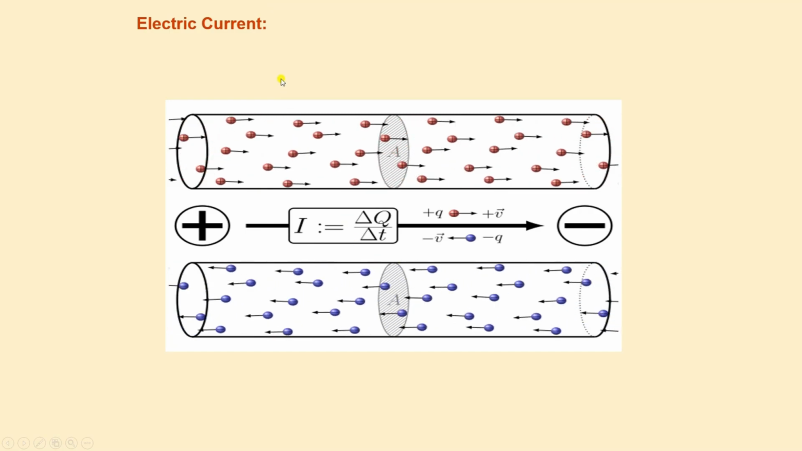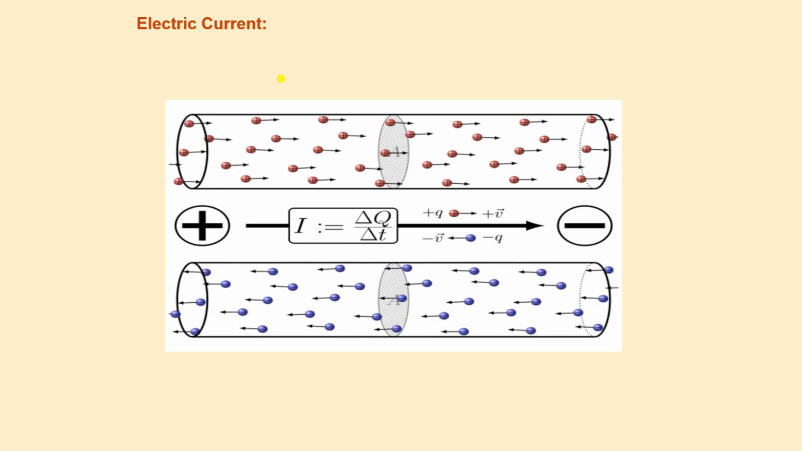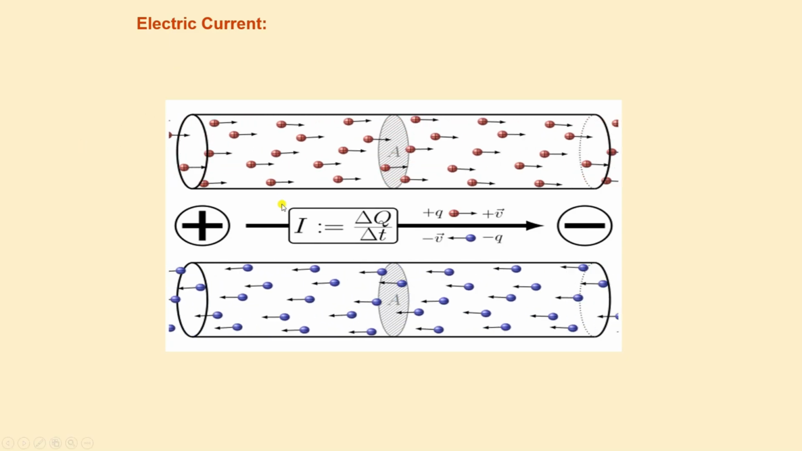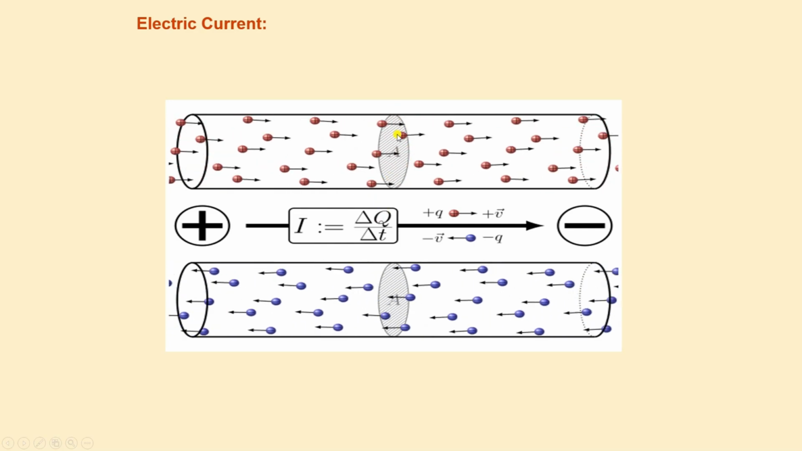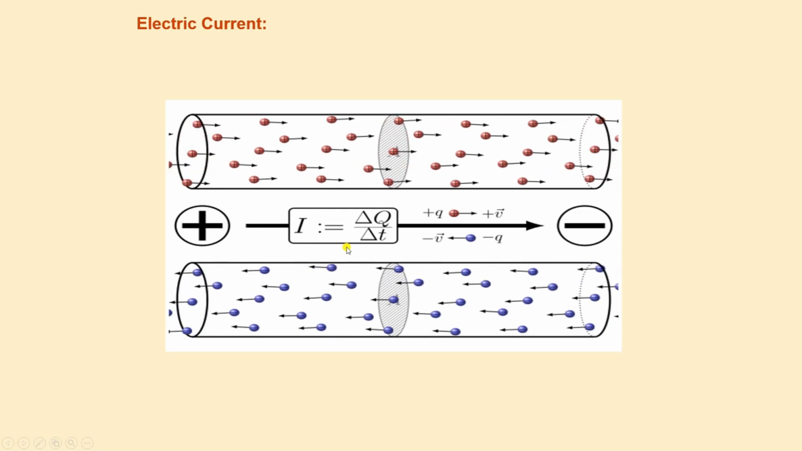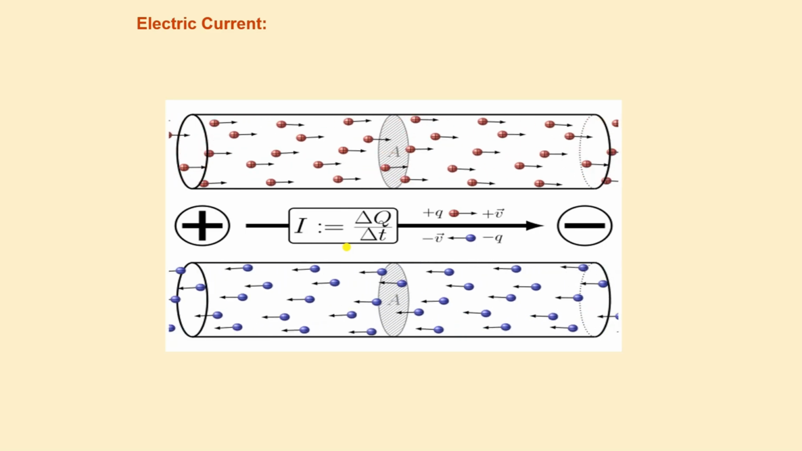Now come to the electric current. The rate at which charge passes through a cross section of the conductor is called the electric current. Here the current I is represented by dq upon dt. Positive charge is moving in this direction and negative charge in this direction through any cross section A of this conductor. The rate at which charge flows through a cross section of the conductor is called electric current.